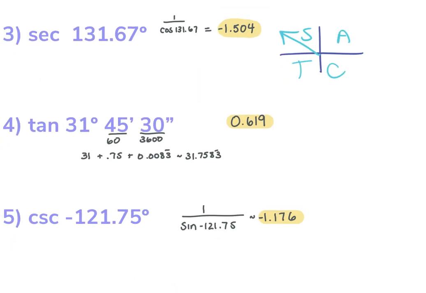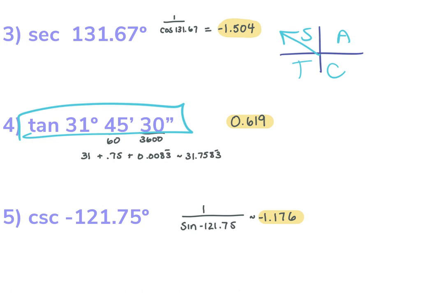Then tan of 31 degrees, 45 minutes and 30 seconds. You can either convert and then type it in, or you can literally type that in the calculator as it is here. Tan 31 degrees, 45 minutes and 30 seconds, and you should get 0.619. We use the calculator for this. This is definitely calculator. Everything that's on this class kick is calculator.